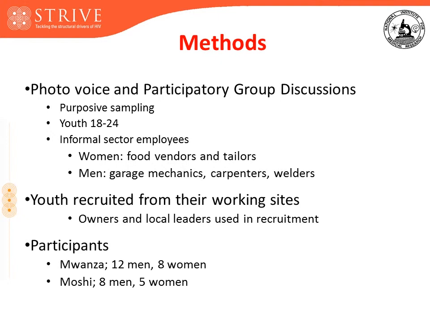And they were taken through a series of group discussions. So it was 6 group discussions each group. In each region, we had 2 groups, so 1 for males and 1 for females. In total, we had 12 males in Mwanza and 8 women who participated in the group discussion workshops, and 8 men and 5 women in Kilimanjaro.